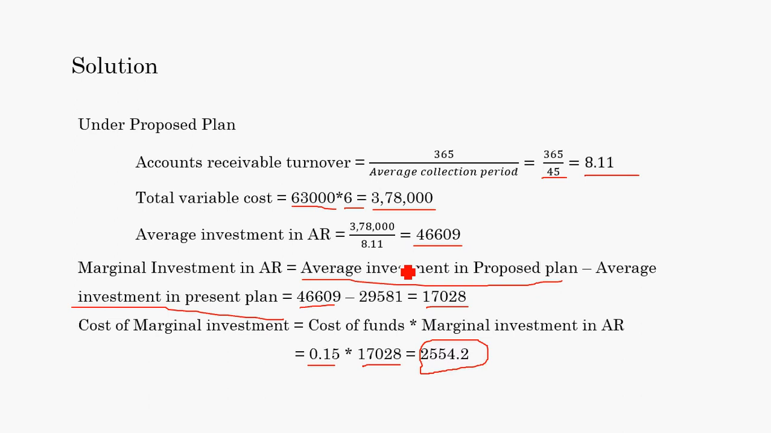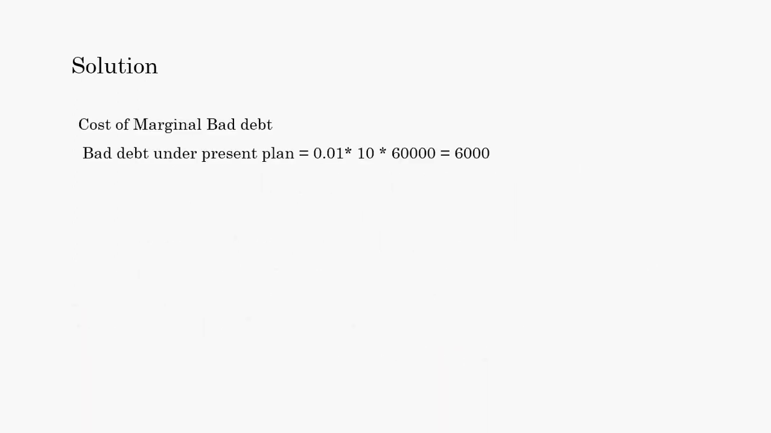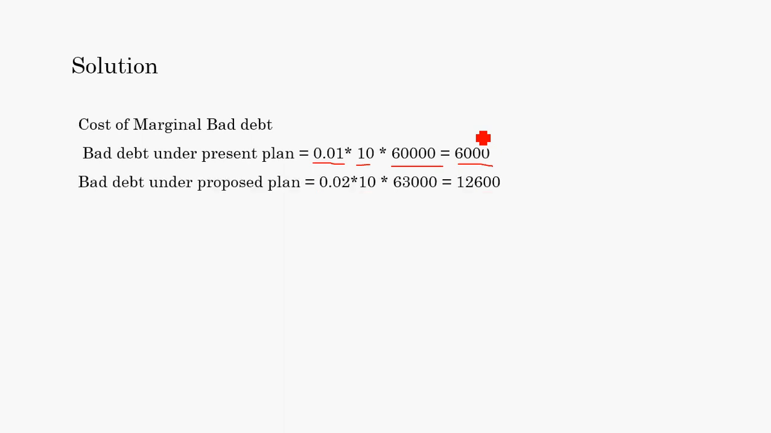So we have calculated the addition to the profit, and we have also calculated the cost of marginal investment. Next is to calculate the cost of bad debt. We calculate the bad debt under the present plan. Under the present plan, it is 1% of your sale. So 1% into selling price into number of units is equal to 6,000, your bad debt under the present plan. Under the proposed plan, the bad debt will increase to 2%, so 2% into 10, and the new sales of 63,000, which is 12,600.